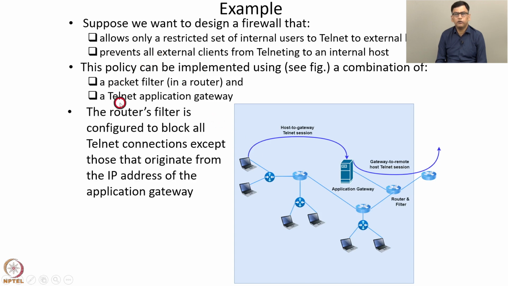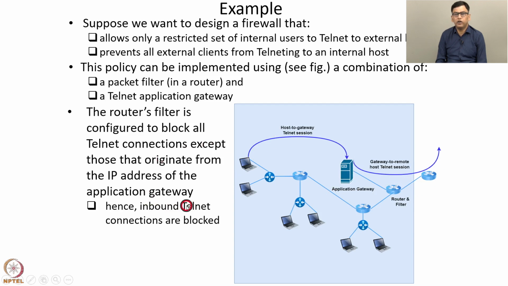This can be achieved as follows. The router's filter is configured to block all telnet connections except those that originate from the IP address of the application gateway. So only if there is a telnet connection request from this host, in that case the packets will be passed by this router. If some other host, for example this host, directly tries to send a telnet packet to a host outside the organization's network, then those packets will be dropped by the router. So the telnet request has to be initiated by the application gateway only.